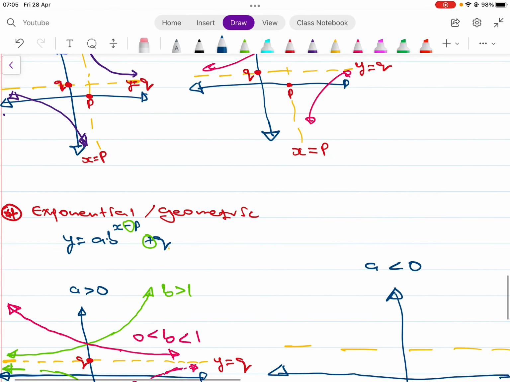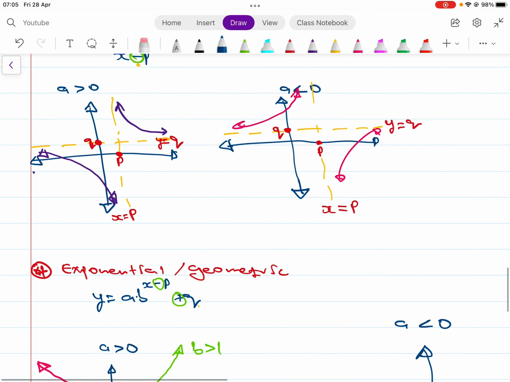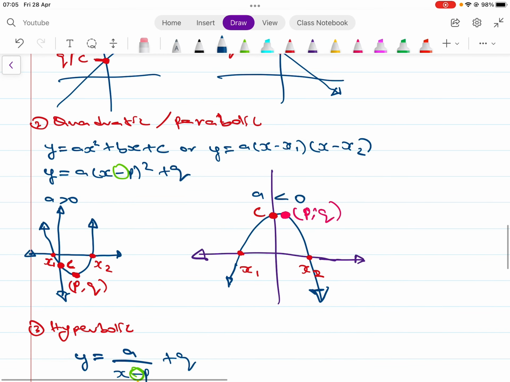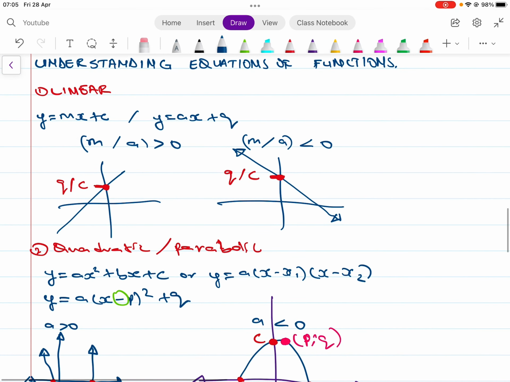And then I'm going to start now doing examples where we sketch, and then we also maybe calculate certain variables depending on the function that we are given and the type of question that we are given.